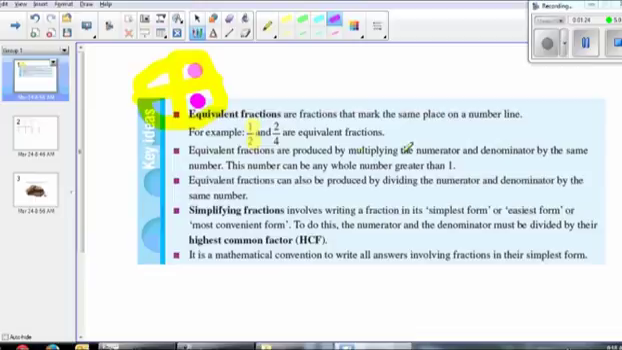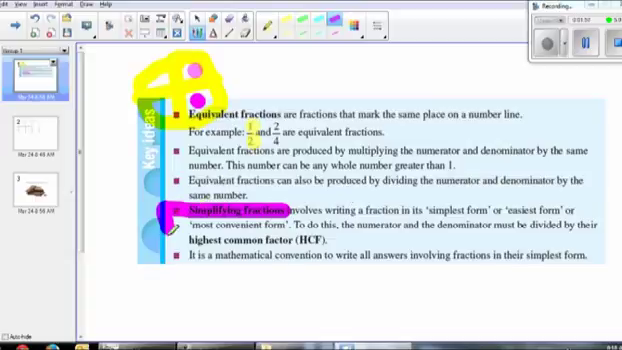Equivalent fractions are produced by multiplying the numerator and the denominator by the same number. This number can be any whole number greater than 1. Equivalent fractions can also be produced by dividing the numerator and the denominator by the same number. Simplifying fractions. This stuff here is very important. Simplifying fractions involves writing a fraction in its simplest form, or easiest form, or most convenient form. To do this, the numerator and the denominator must be divided by their highest common factor.